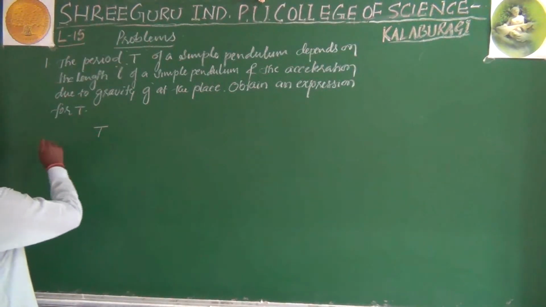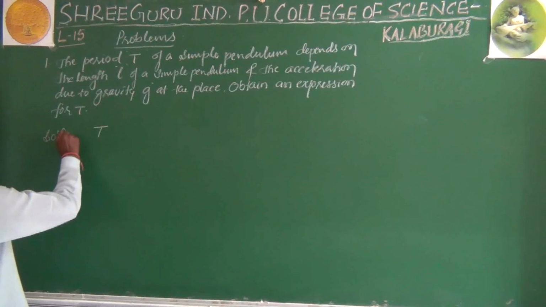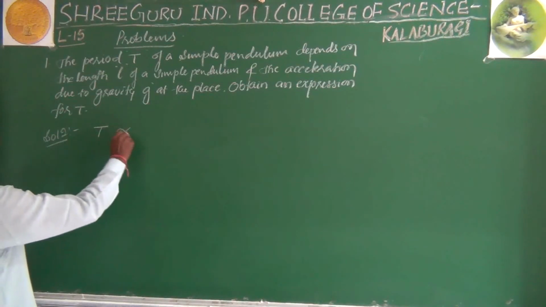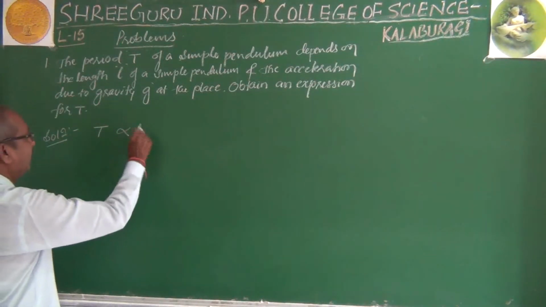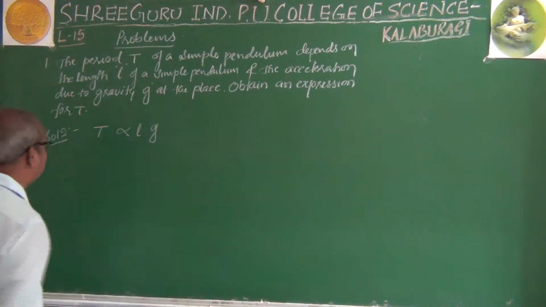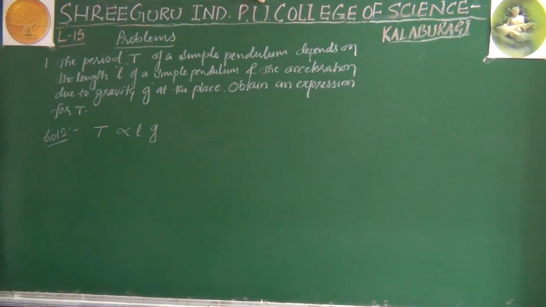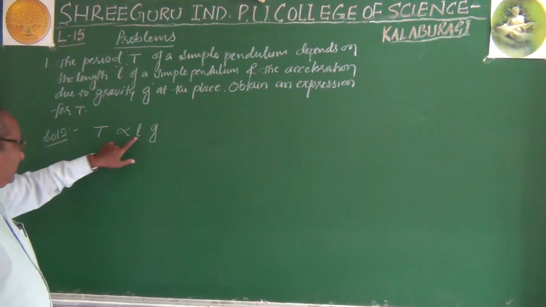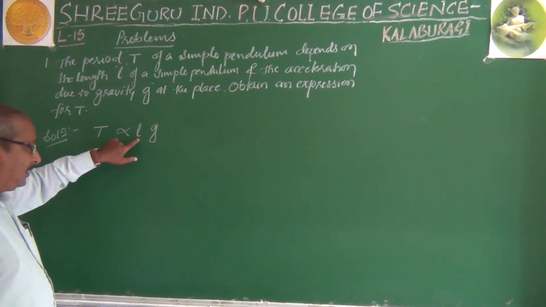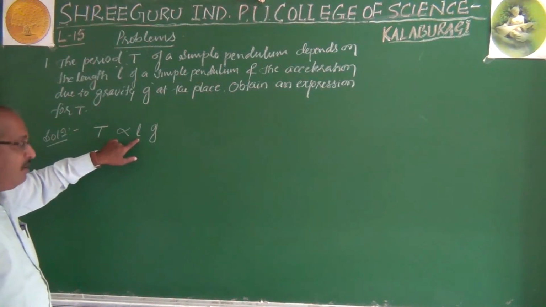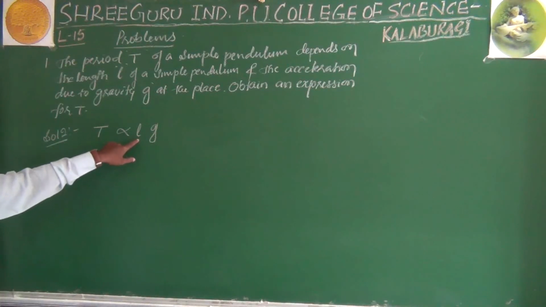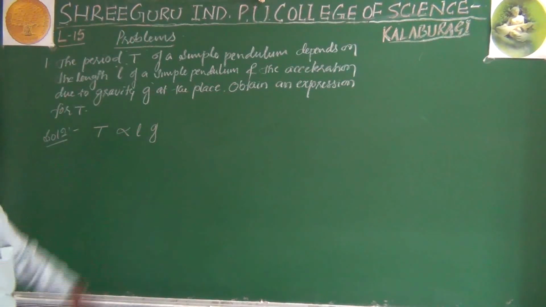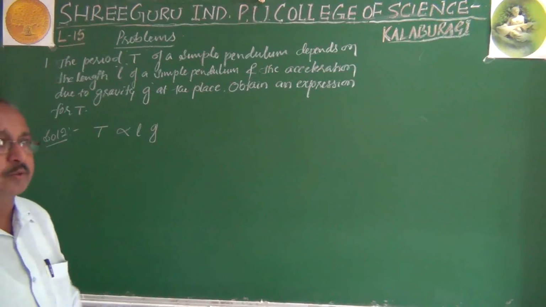For that we will go for T depends on length and acceleration due to gravity. That means we will take T is directly proportional to length and acceleration due to gravity. But in what way will it be related? T is directly proportional to length, or inversely proportional to length, or it is square root of length, or it is square of the length, that we don't know actually. So we have to find it out.